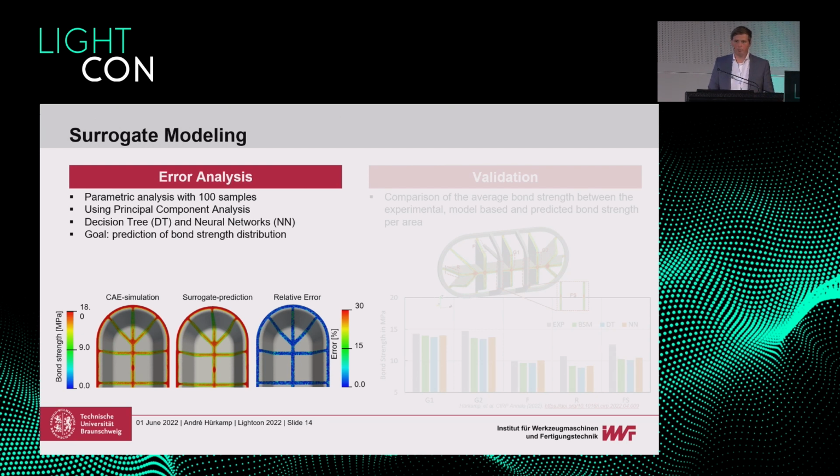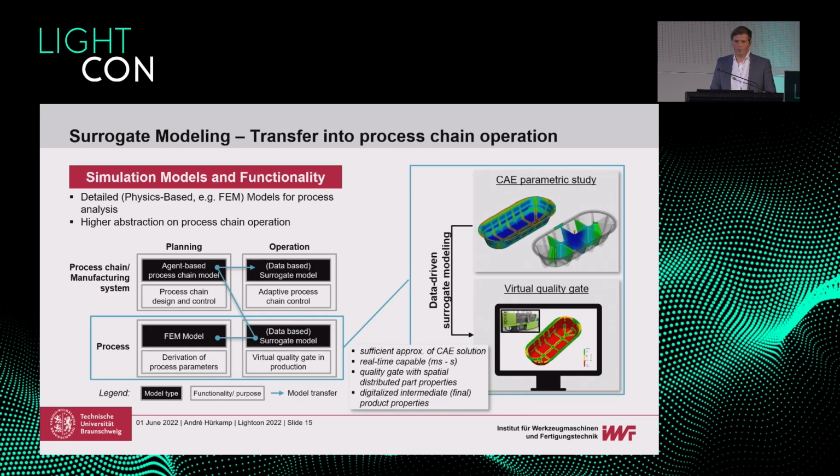So I'm running a little bit out of time, but what is now interesting is that with the surrogates, we can improve the process, but we can also improve the process chain and the whole manufacturing system. And since it's so fast and can run online, we can also go into operation. So either as a virtual quality gate, or we can really go on the process chain level and do a data-based, or simulation-based, adaptive process chain control.